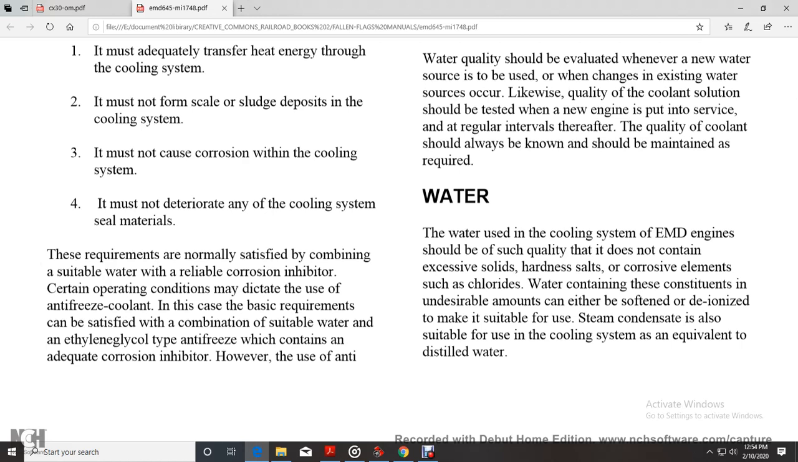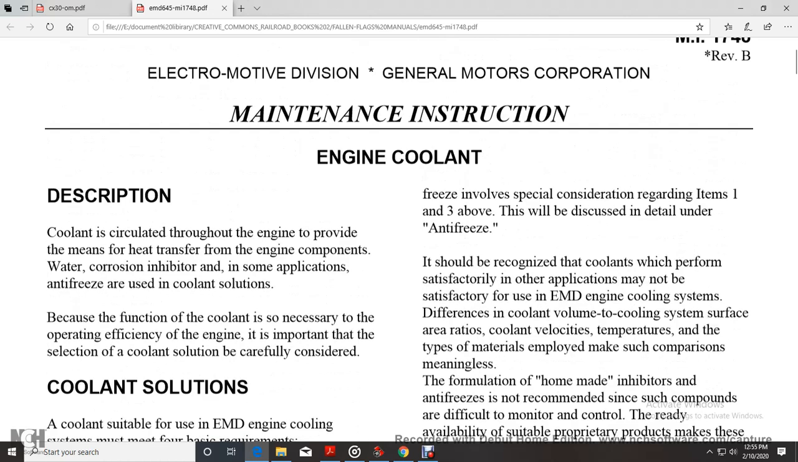Certain operating conditions may dictate the use of an antifreeze coolant. In this case, the basic requirements can be satisfied with a combination of suitable water with an ethylene glycol type antifreeze containing an adequate corrosion inhibitor. However, the use of antifreeze involves special consideration regarding items 1 and 3 above. The details are discussed under antifreeze. It should be recognized that coolants that perform satisfactorily in other applications may not be satisfactory for the Electric Motor Division engine cooling system.